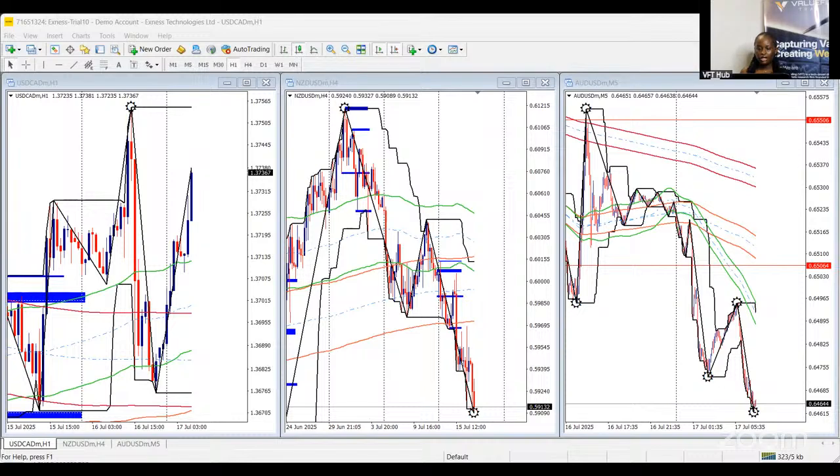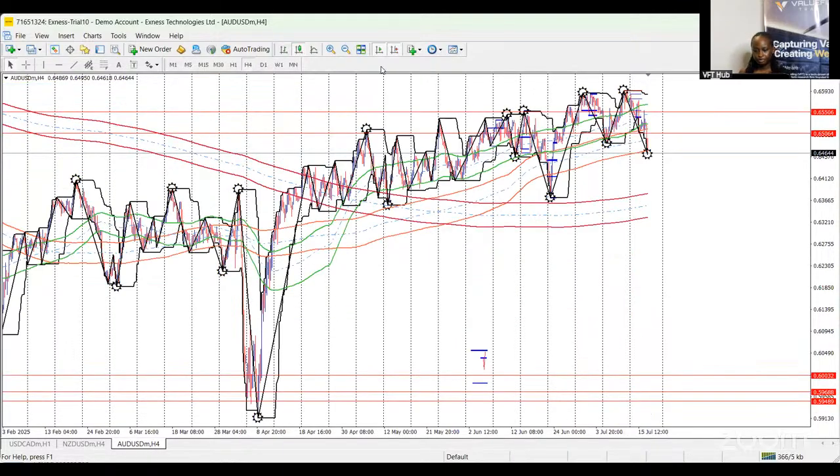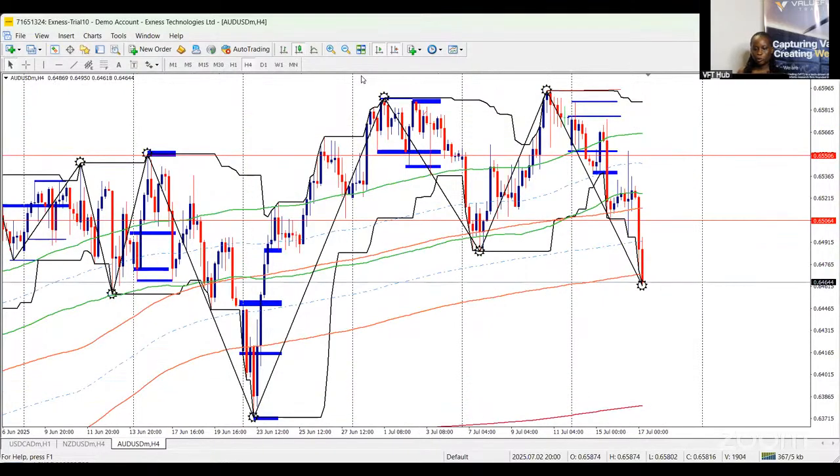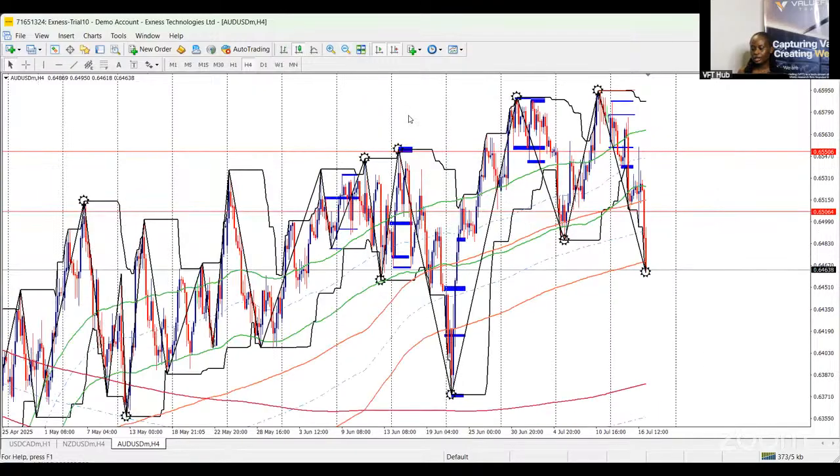Okay, so let us now look at what the market has in store for us today. We're going to be starting with AUD on the H4 time frame.